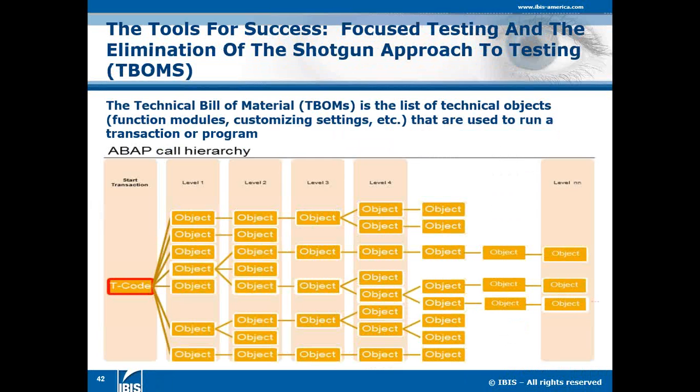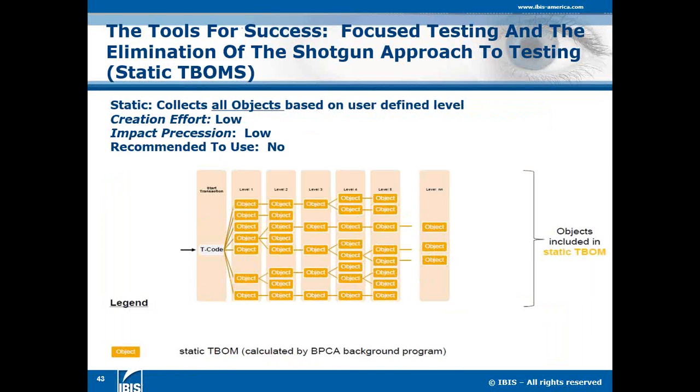This is a pretty exciting area for us that SAP has done a lot of work on lately. When I say TBOM, this may be a new term to many of you. It's Technical Bill of Materials. And what is that? It's a list of technical objects, function modules, customizing settings, etc., that are used to run a transaction or program. And why do you care about TBOMs? Good question. There are three types of TBOMs.